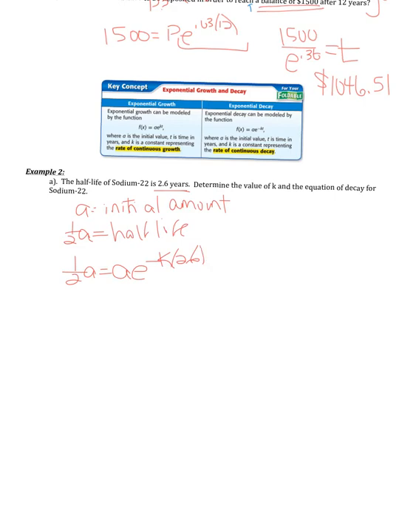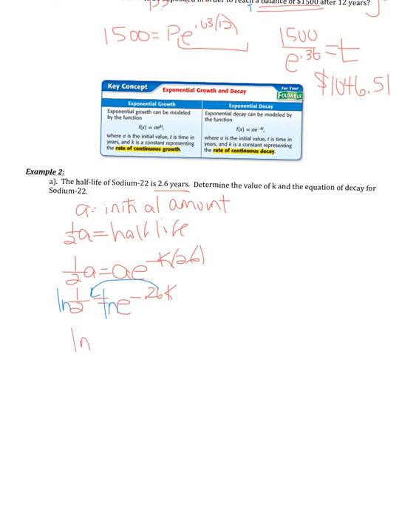And you can see pretty quickly you can divide both sides by A, which will just give us half is equal to e to the negative 2.6k. From there, just like we've already gone over, we're going to take the natural log of both sides, which will enable me to bring this out in front.